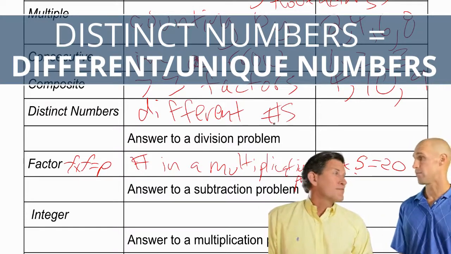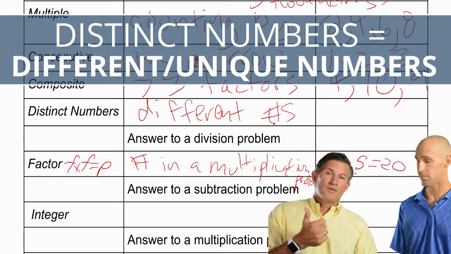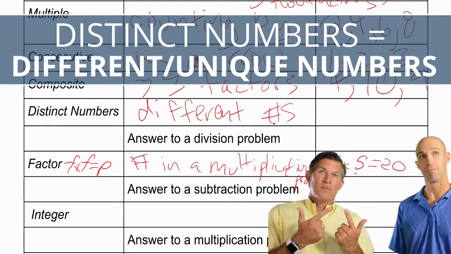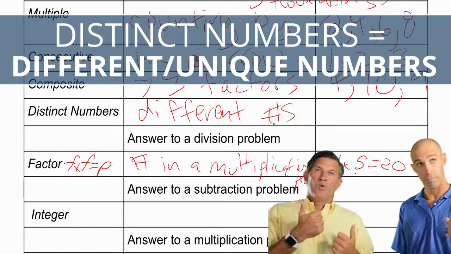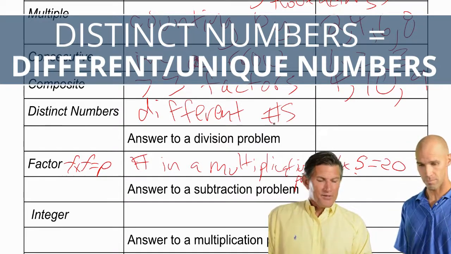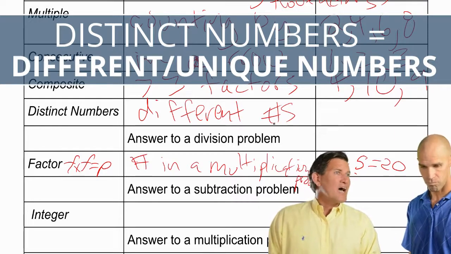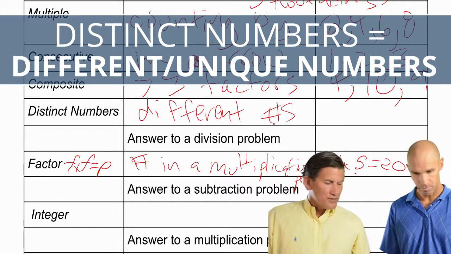9 is composite. Why? Because it has at least 3 factors. Right, it has 1 times 9 and 3 times 3. But how many distinct factors does it have? 3 and 3 are the same number, so it only has 1, 3, and 9. So it needs 3 different numbers in total. And they'll say, add up the distinct factors of 9, and the wrong answer will be 16, because you counted the 3 twice by mistake.